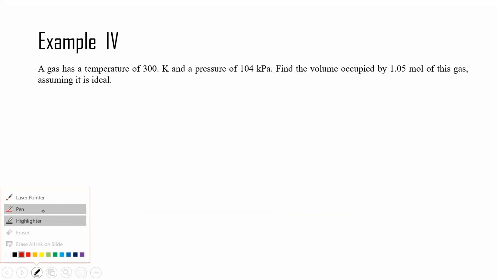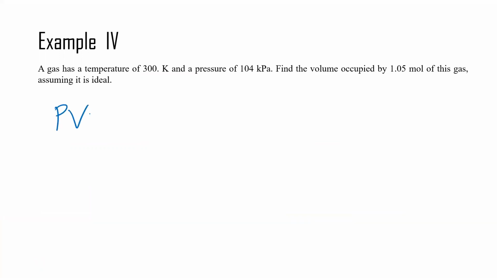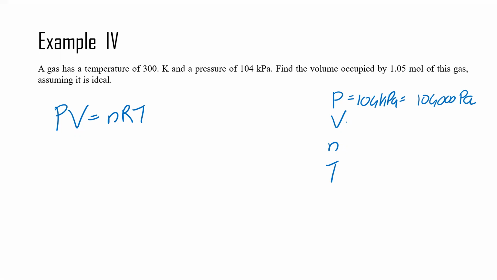Now that assuming it is ideal is very important. So PV equals nRT, where we have pressure, volume, moles, and temperature. The pressure is 104 kilopascals, which is going to be equal to 104,000 pascals. The volume, you don't know. Moles equals 1.05 moles, and the temperature is equal to 300 Kelvin.